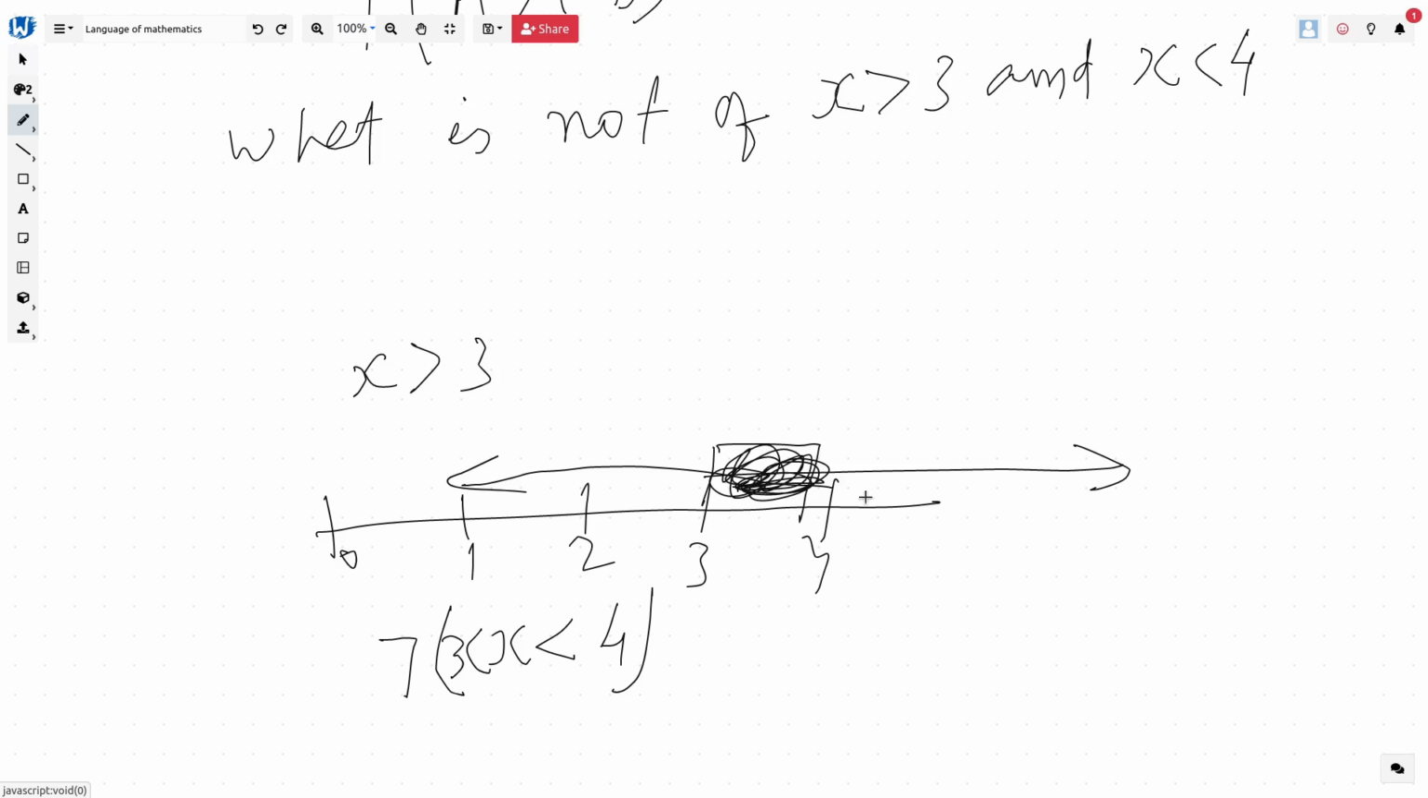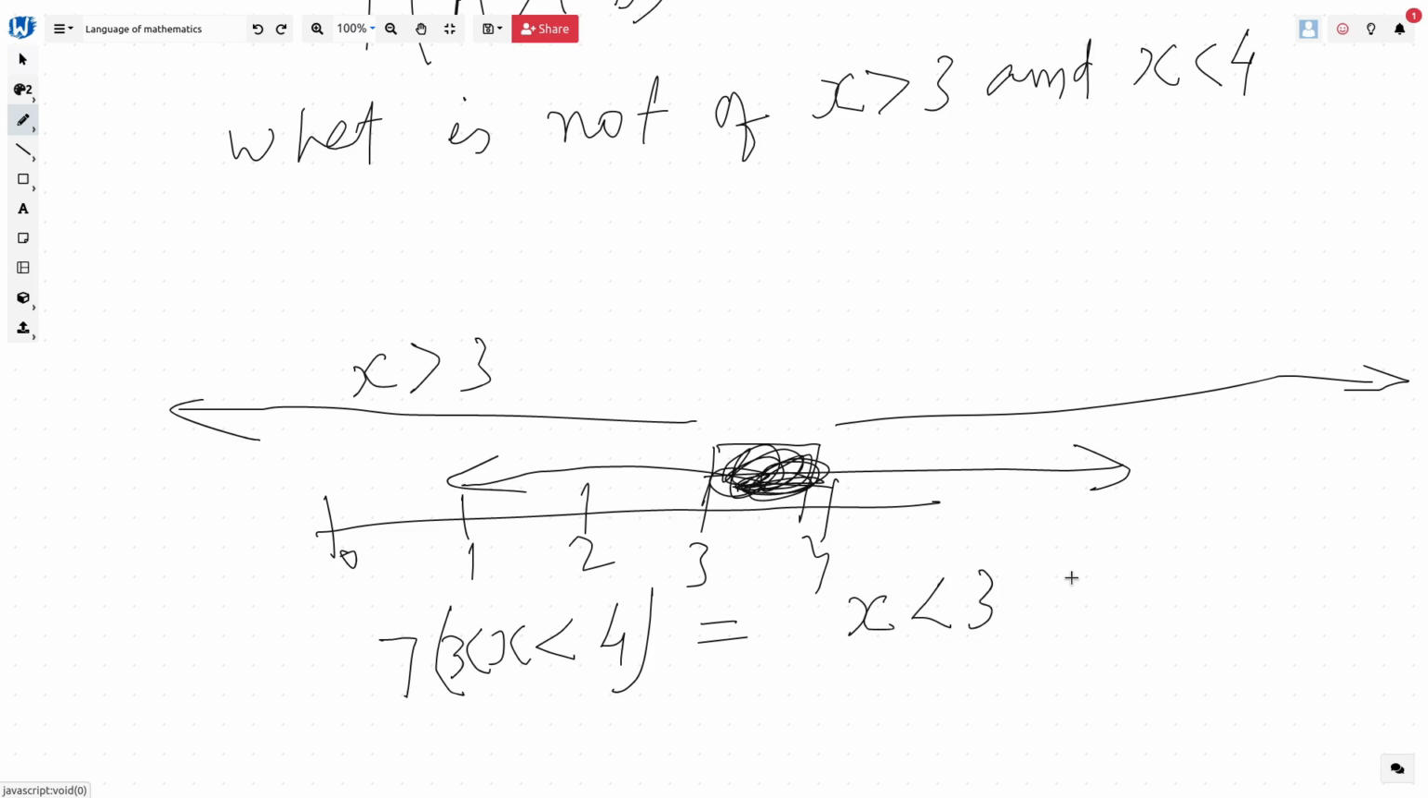If you look at the not of it, you will find that in this number line, these two parts will be the not of this expression, right? So we can write that not of this is equal to x is less than 3 or x is greater than 4. So how do we arrive here? You can see that it's obvious that the not of this is this part, right? Now how do we arrive here?